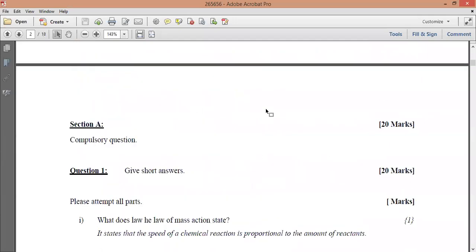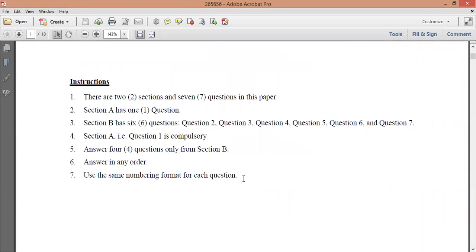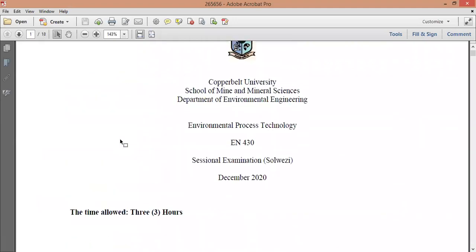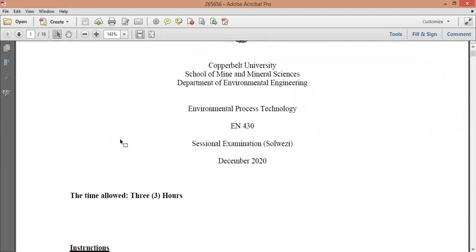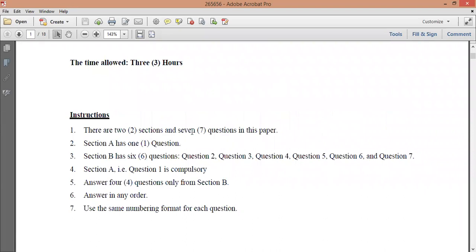Okay, are you able to see the question paper I'm sharing with you? Yes. So let's look at some of those questions. Since there's not much time left, let's use this time to look at how the question paper looks and how it's structured. This was for a sessional examination for December 2020. There are 2 sections and 7 questions in this paper. Section A has 1 question. Section B has 6 questions.